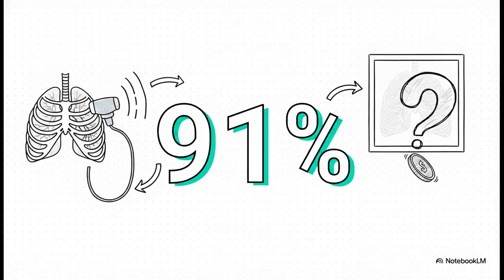91%. That is the sensitivity of ultrasound for detecting a pneumothorax, and that's backed by a massive systematic review from Alrajab and colleagues. Think about that for a second. Compare 91% to a standard chest X-ray, which hovers around a 50% sensitivity. That is literally a coin flip. If you're relying purely on an X-ray in a fast-paced trauma bay, you're potentially missing half of your pneumothoraces.